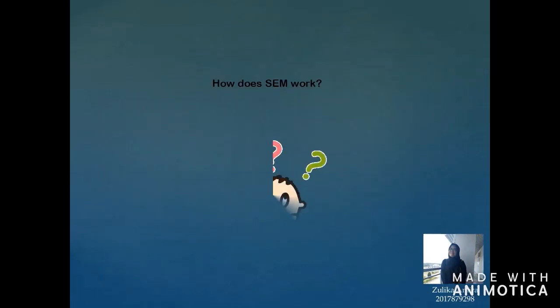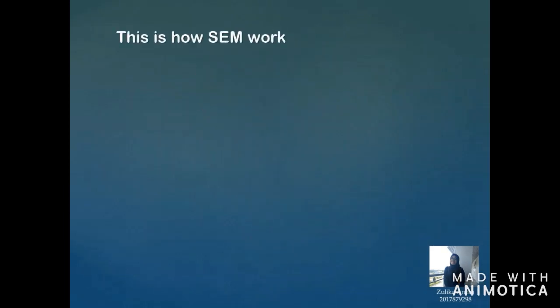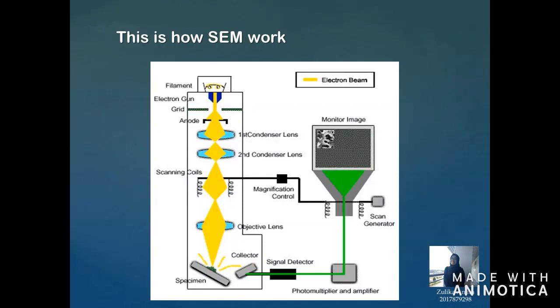How does a scanning electron microscope work? The scanning electron microscope uses electrons instead of light to form an image. A beam of electrons is produced at the top of the microscope by heating a metallic element. The electron beam follows a vertical path through the column of the microscope. It makes its way through electromagnetic lenses, which focus and direct the beam down toward the sample.